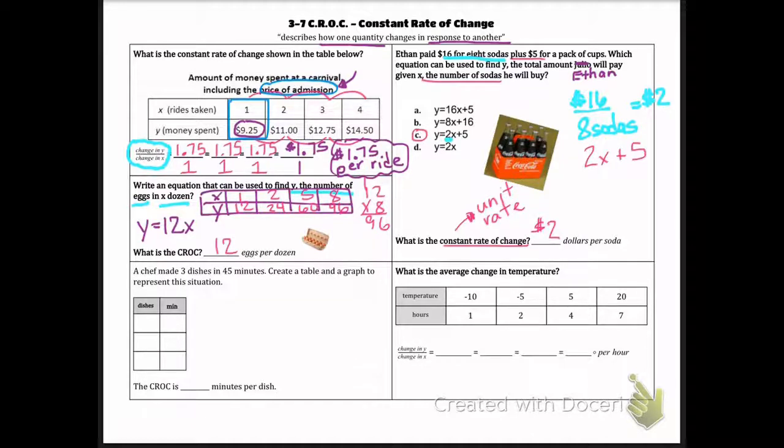Okay, in this next example, it says a chef made 3 dishes in 45 minutes. Create a table and a graph to represent the situation. So we know 3 dishes in 45 minutes. Now, what if I wanted to know just 1 dish? Because remember, your constant rate of change is just your unit rate. So if I want to know 1 dish, well, let's take 45 minutes and divide it by 3. And I can see that for 1 dish, it'll take 15 minutes.